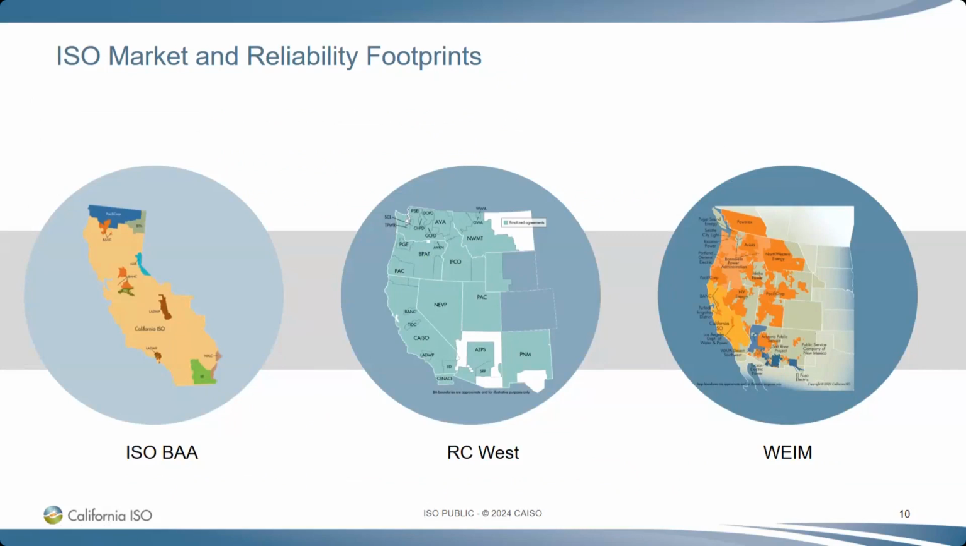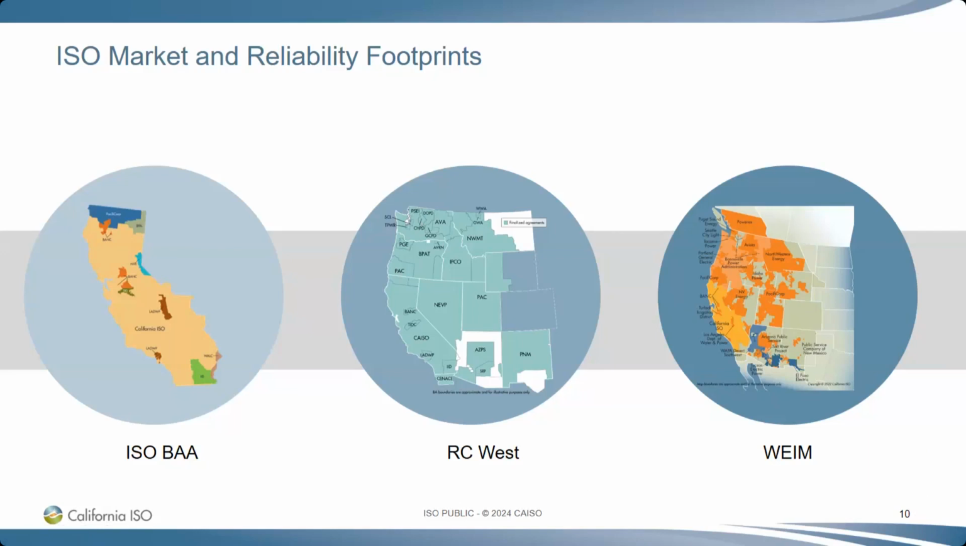So we've got the ISO balancing authority area, where we manage the flow of electricity across the high voltage transmission lines for about 80% of California, and also a little bit of Nevada. Then there's the RC West footprint, which is the whole WEC footprint, and you can see on the map the different customers that we have within the different states. They're overseeing the bigger picture, making sure there are no problems with congestion or any kind of problems that could harm the grid. We started that role in 2019.